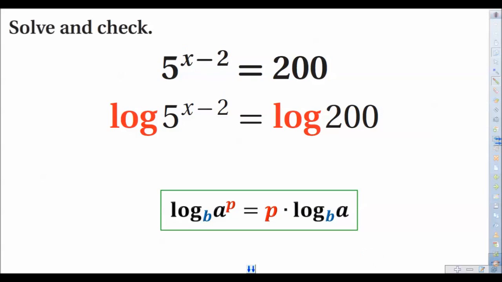Let's use our power property again. This time, what moves out in front? What's playing the role of p here? It's that entire x minus 2. So we're going to move that out in front.